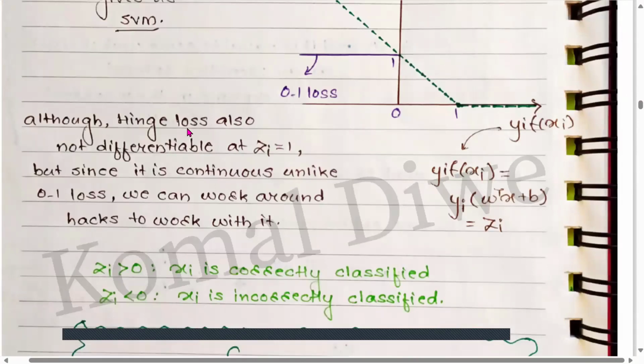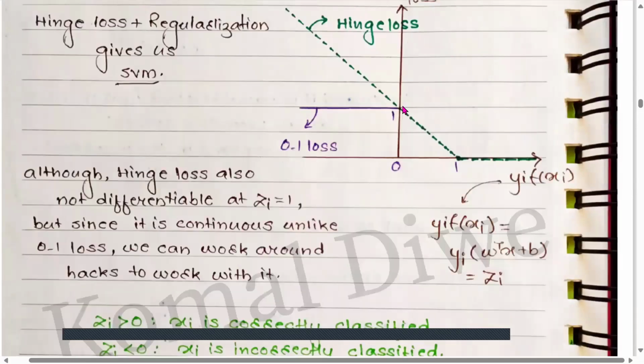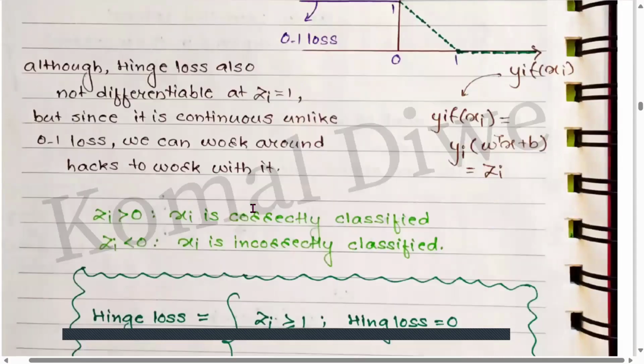Although hinge loss is also not differentiable at Zi equal to 1. At this point, hinge loss is not differentiable. But since it is continuous, unlike the 0-1 loss, we can work around it. We have to understand this.